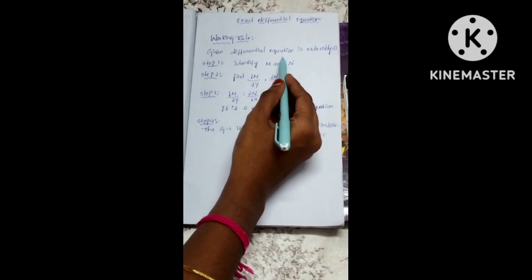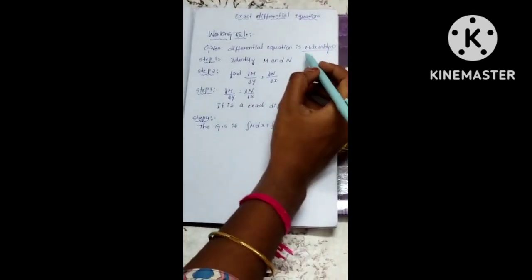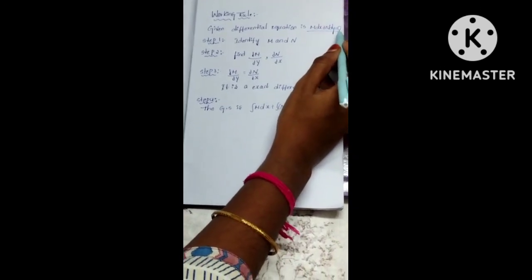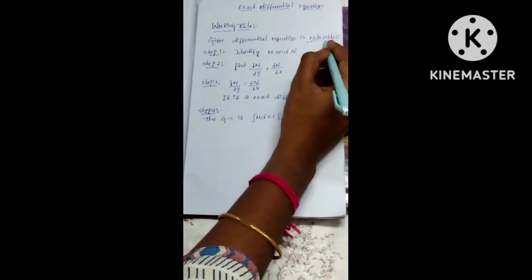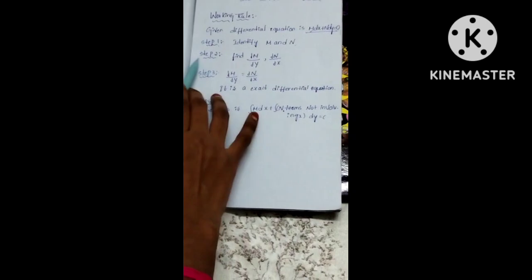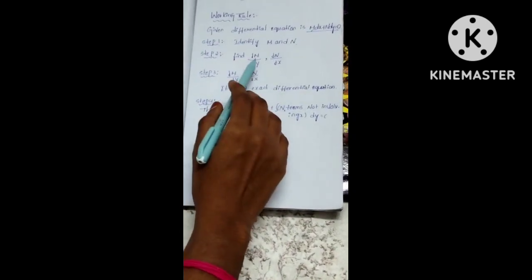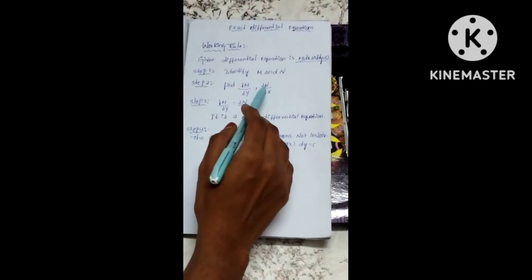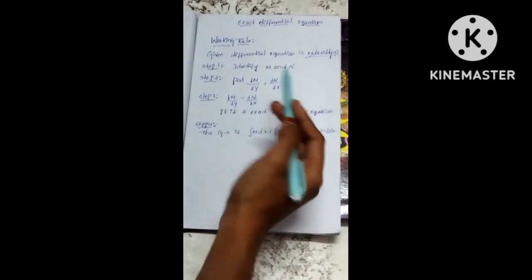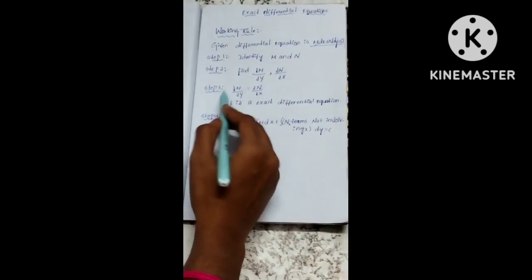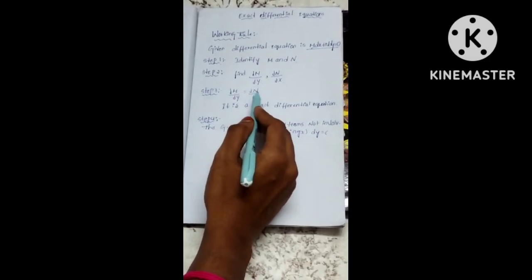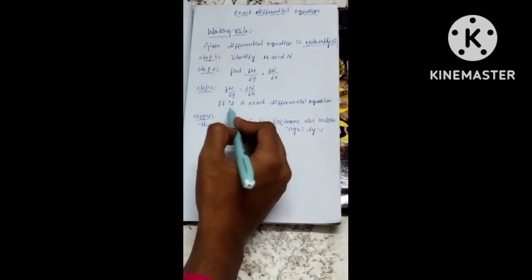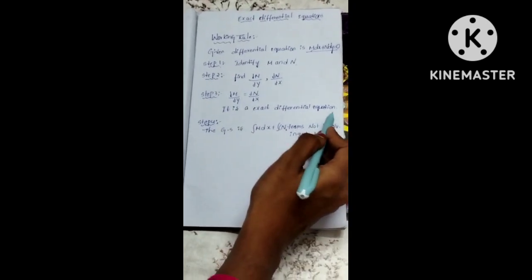First of all, the working rule. The given differential equation is in the form of M dx plus N dy is equal to 0. Step 1: identify the M value and the N value. Step 2: find dou M by dou y and dou N by dou x. After finding these, step 3: if dou M by dou y is equal to dou N by dou x, it is an exact differential equation.